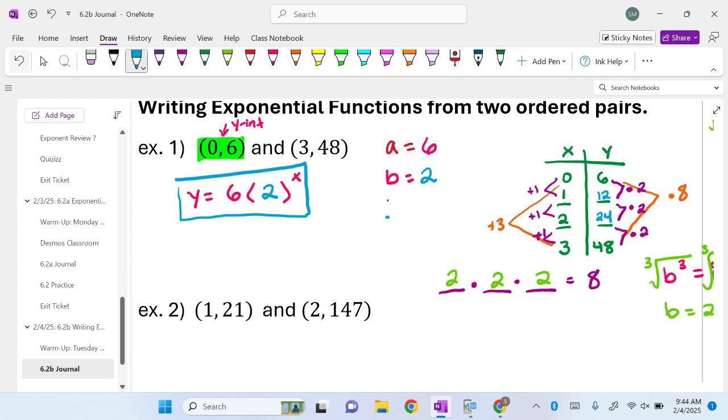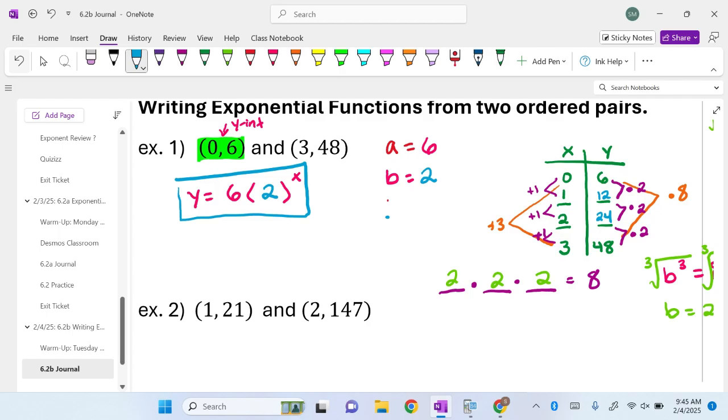So the main process for this is write your points for b value specifically. Write your points in a table. Figure out what you need to add to your x values to get between your two x values. And that's actually the increment or the type of root that you will use to undo however you get from your y values by multiplying.